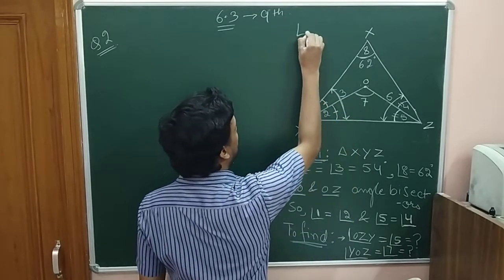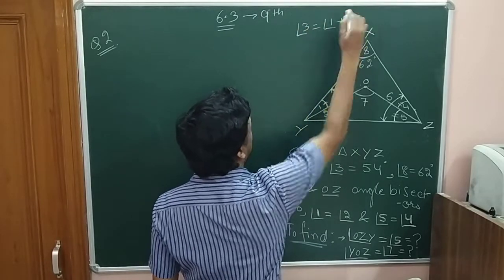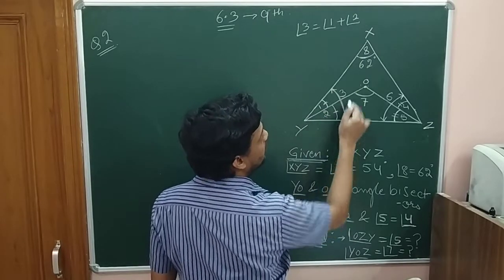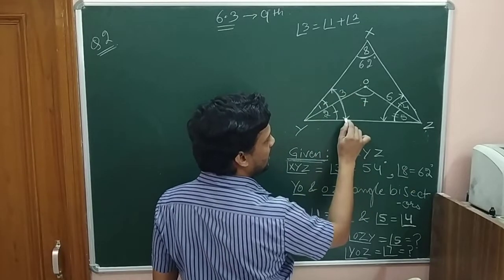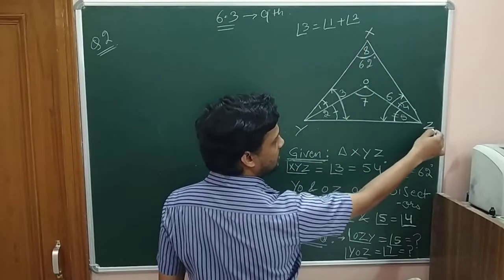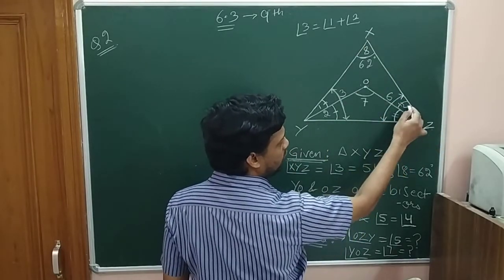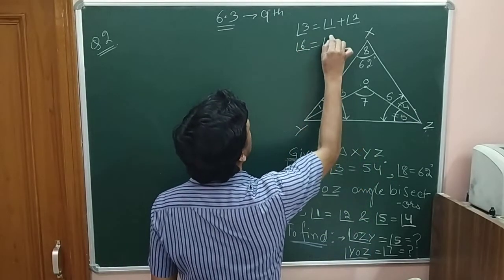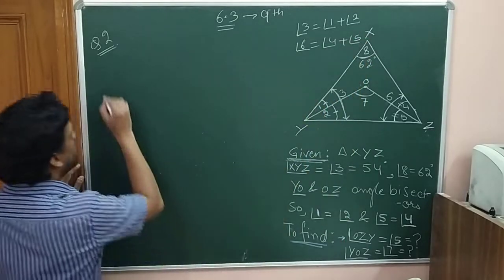So I can easily say that angle 3 is angle 1 plus angle 2. Angle 3 is XYZ, the full angle, which is equal to angle 1 plus 2. Similarly, angle 6 is XZY, which is equal to angle 4 plus angle 5. Clear? Now we are going to solve this.